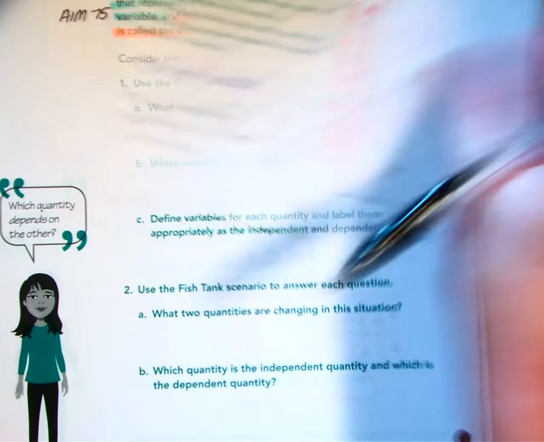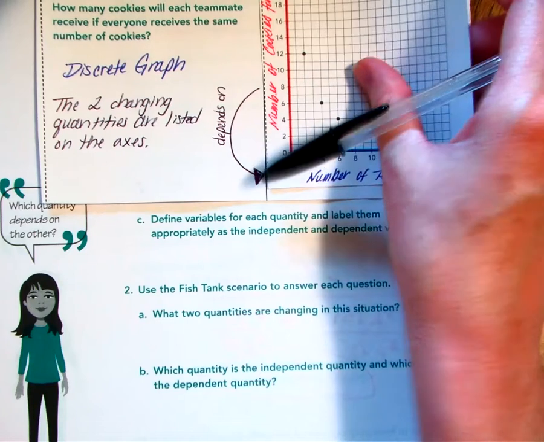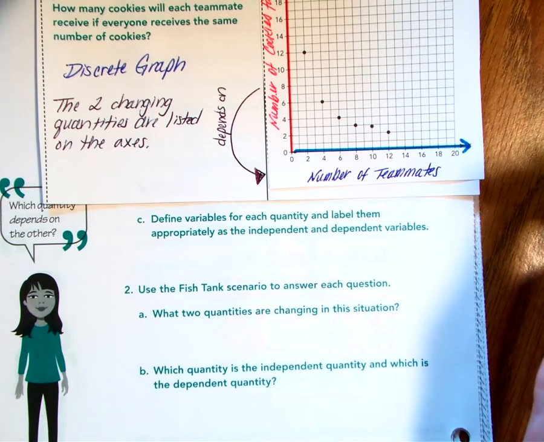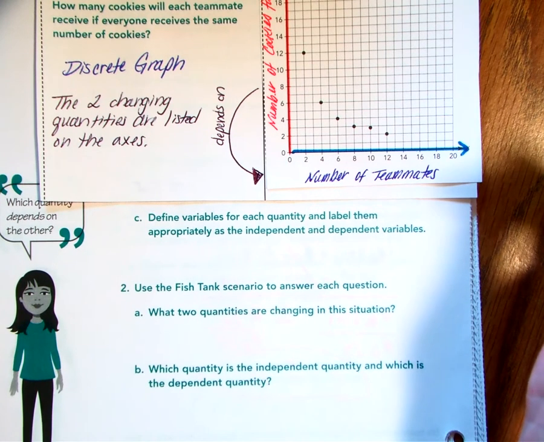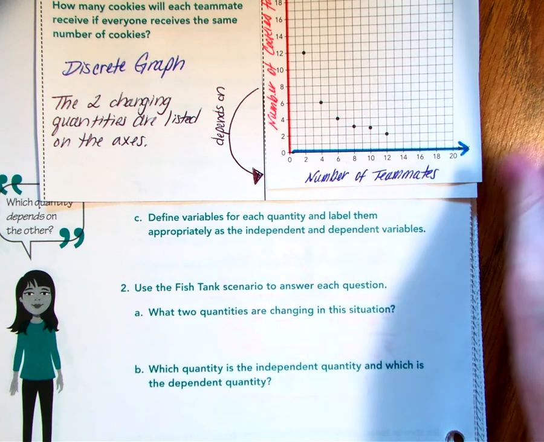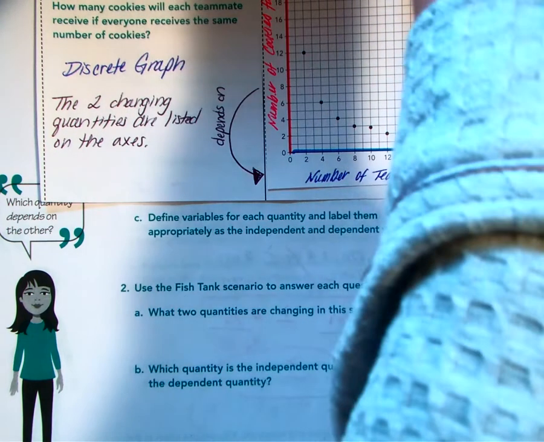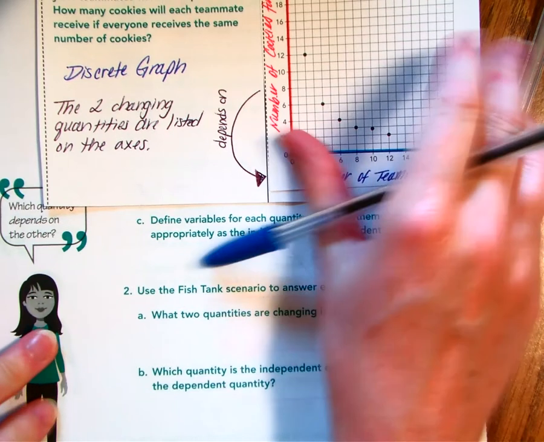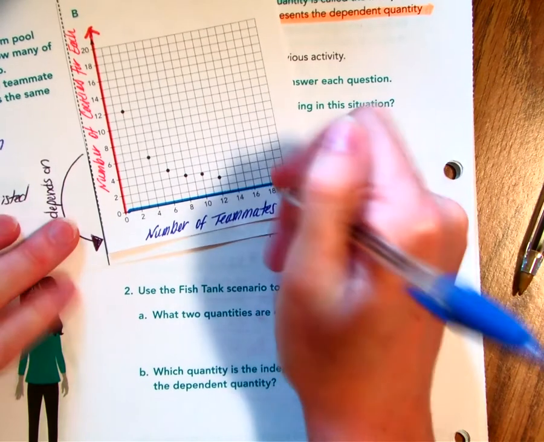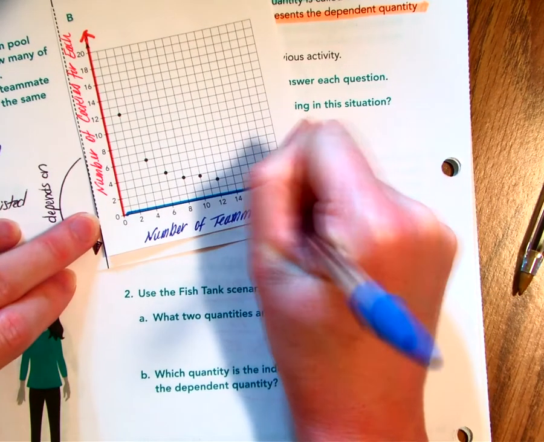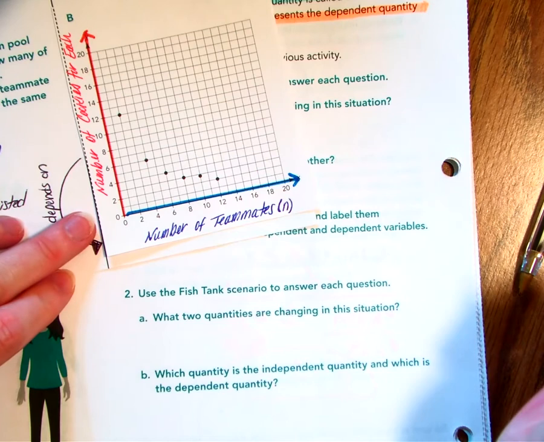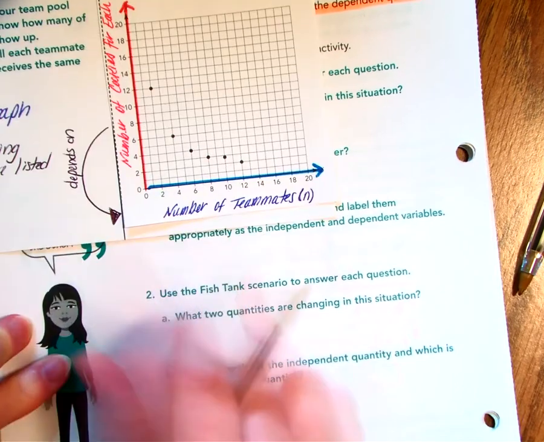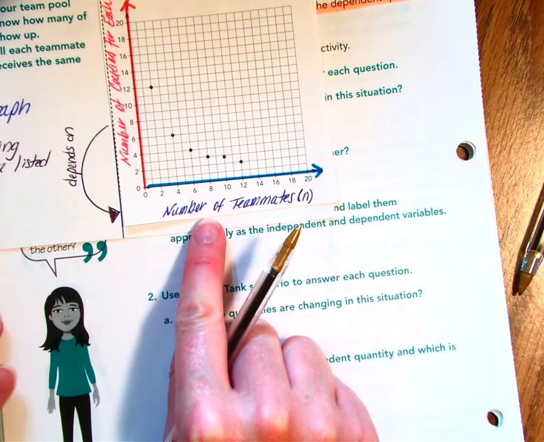Next question. Define variables for each quantity and label them appropriately as the independent or dependent variable. Okay, we could say number of teammates could be n for number of teammates attending the pool party. We could make it that variable. And this is the independent variable.